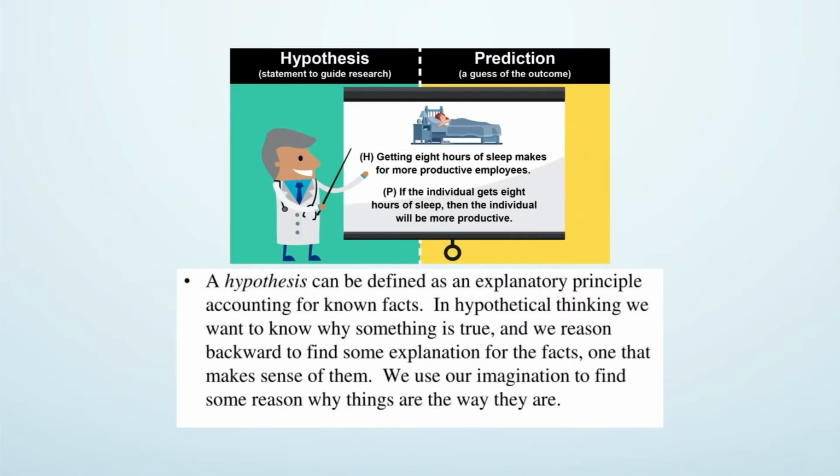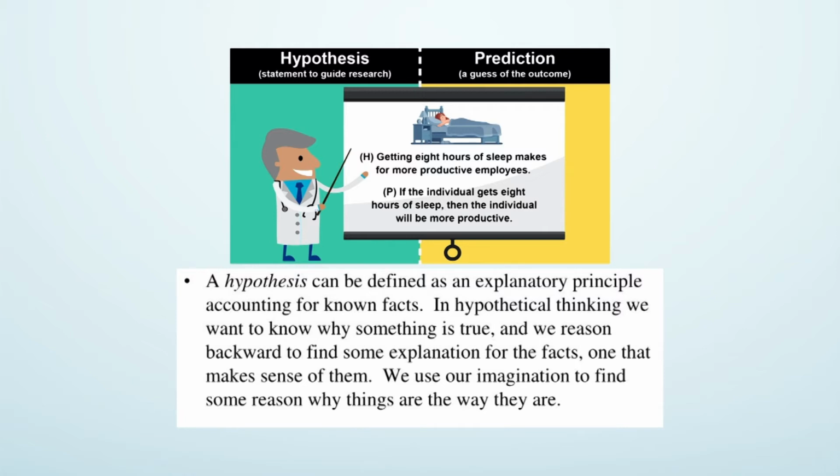When you talk about hypothesis, it is a statement to guide research. That is very true. And a prediction is a guess of the outcome. The example is that getting 8 hours of sleep makes employees more productive. That is considered to be a hypothesis. On the other hand, a prediction is: if the individual gets 8 hours of sleep, then the individual will be more productive.